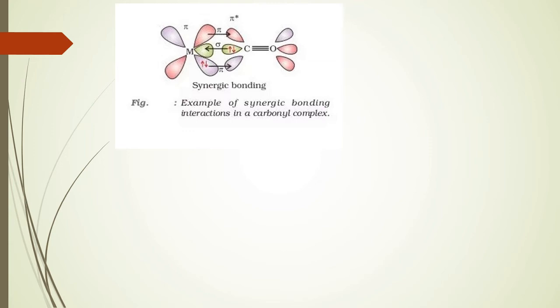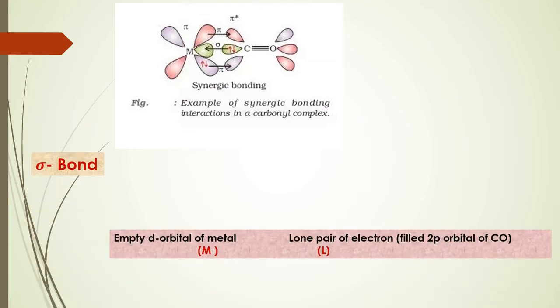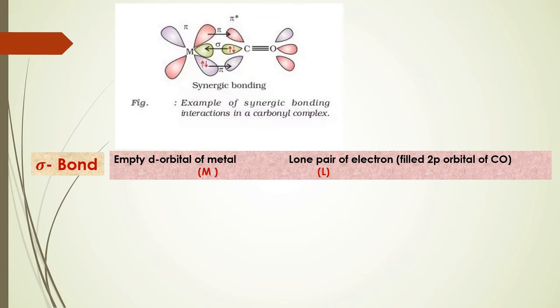Now we'll see why these are called synergic bonding. All of you know the sigma bond is formed because the empty d orbital of the metal accepts the lone pair of electrons from the filled 2p orbital of carbon monoxide. So a ligand to metal bond is formed.